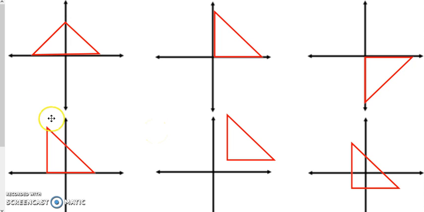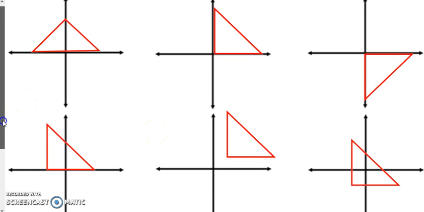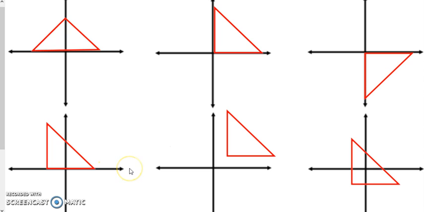These are 6 different possibilities for where you could draw a triangle in the coordinate plane. If you look at each of these, you're trying to decide which option would involve the least number of variables so that your math can be as simple as possible. This one's a pretty good setup. You'll need a variable for however high this is, however far to the right this is, however far to the left this is.